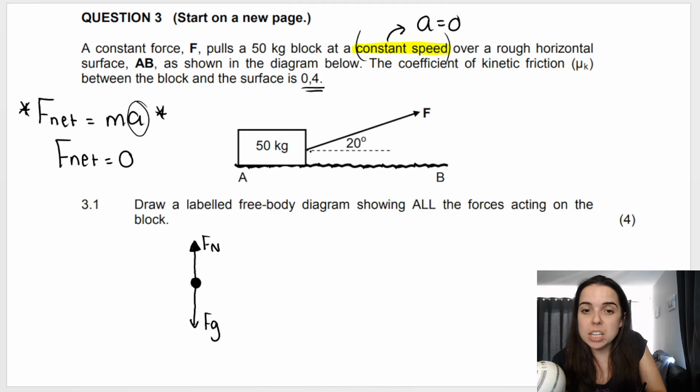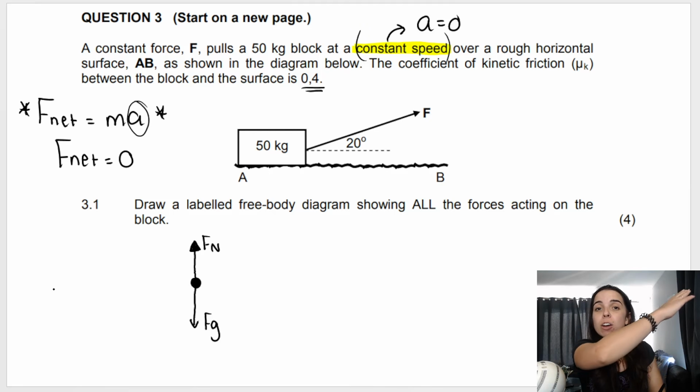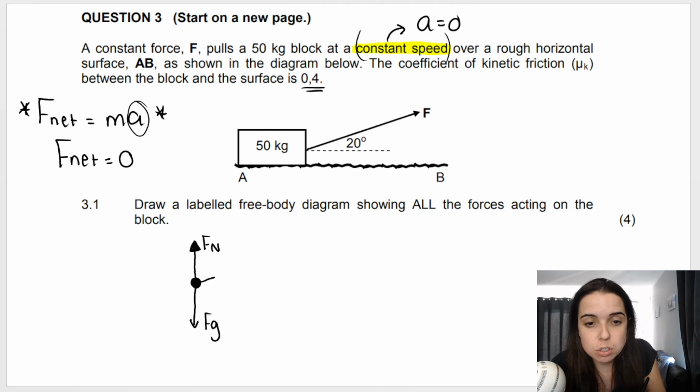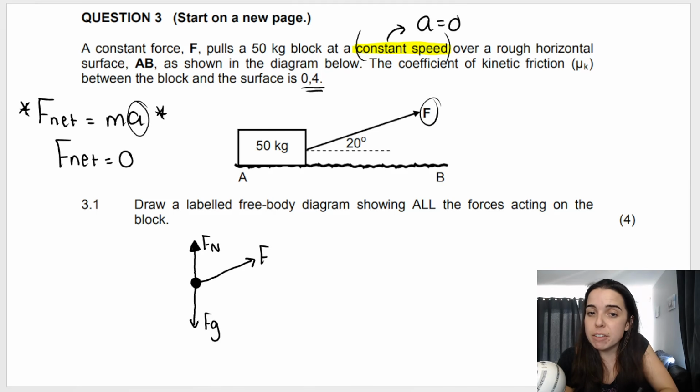The applied force is acting up and at an angle of 20 degrees relative to the surface. So your applied force is going to go up like this. F, you can call it F because they've called it F, and technically we don't have to draw this in, but you can see that this is at an angle. It's at an angle of 20 degrees. We don't draw the angle in unless they ask for us to draw it in.